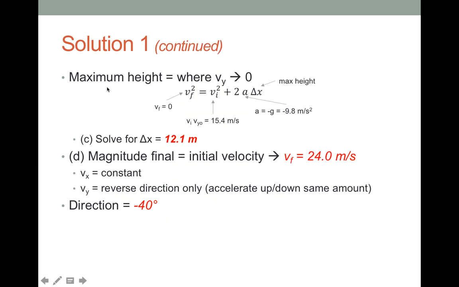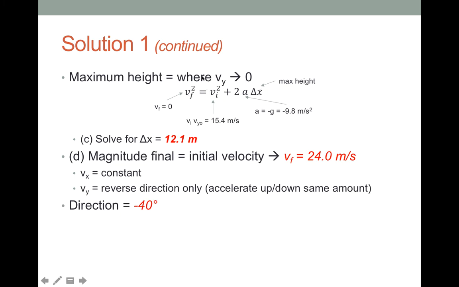Then we want to find the maximum height. Well, the maximum height is where the vertical component of the velocity goes to 0. And since here we want to find the height and don't care when it is at that maximum height, we want to use an equation that does not include time because we don't formally know when that happens. But we do know where, we want to find out where that happens.